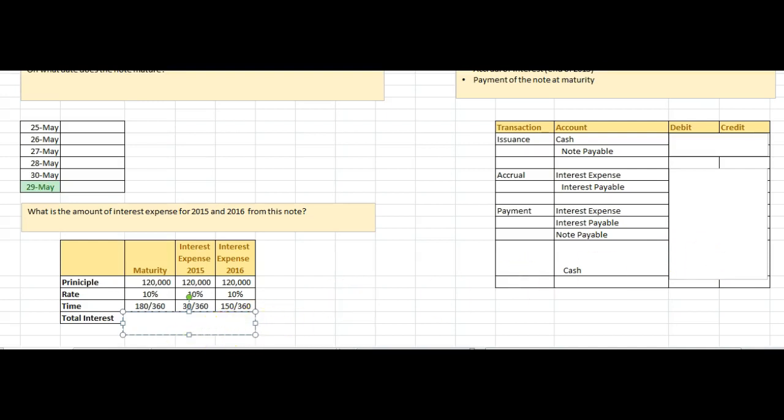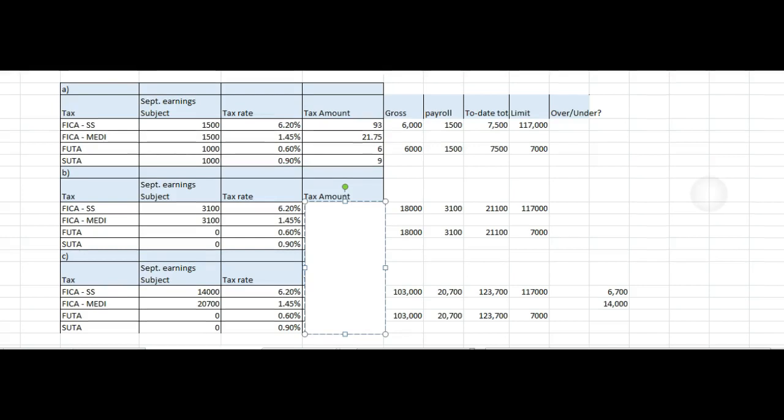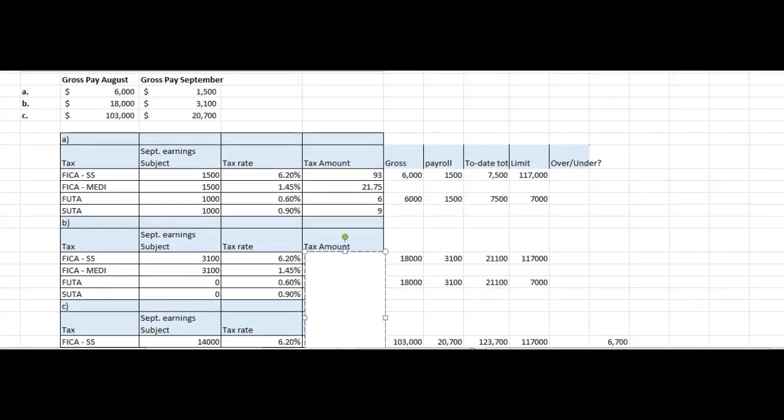Now the other one you're having a little bit of trouble with is the payroll employee expenses, and it is confusing. But I tried to set it up so it made some sense. So here we go. I'll do the first one for you so you can get a sense for what I was trying to help you understand. We have gross pay in August of $6,000. That's how much they've been paid up to there. In September, they're paid $1,500.